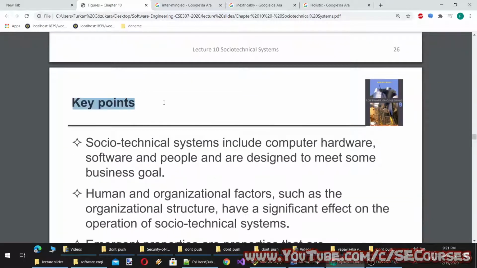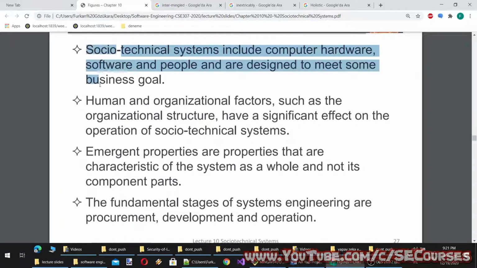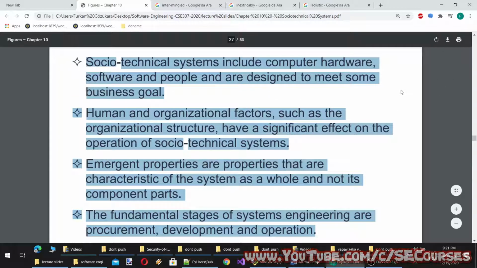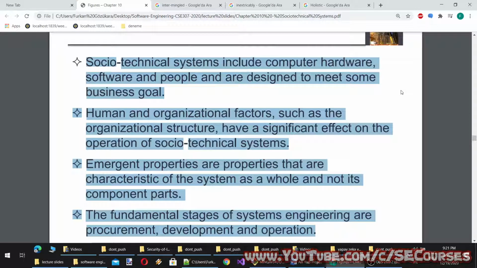So, what are the key points of the first part? Socio-technical systems include computer hardware, software, and people, and are designed to meet some business goal. Human and organizational factors, such as the organizational structure, have a significant effect on the operation of socio-technical systems. Emergent properties are properties that are characteristic of the system as a whole and not its component parts. The fundamental stages of systems engineering are procurement, development, and operation.